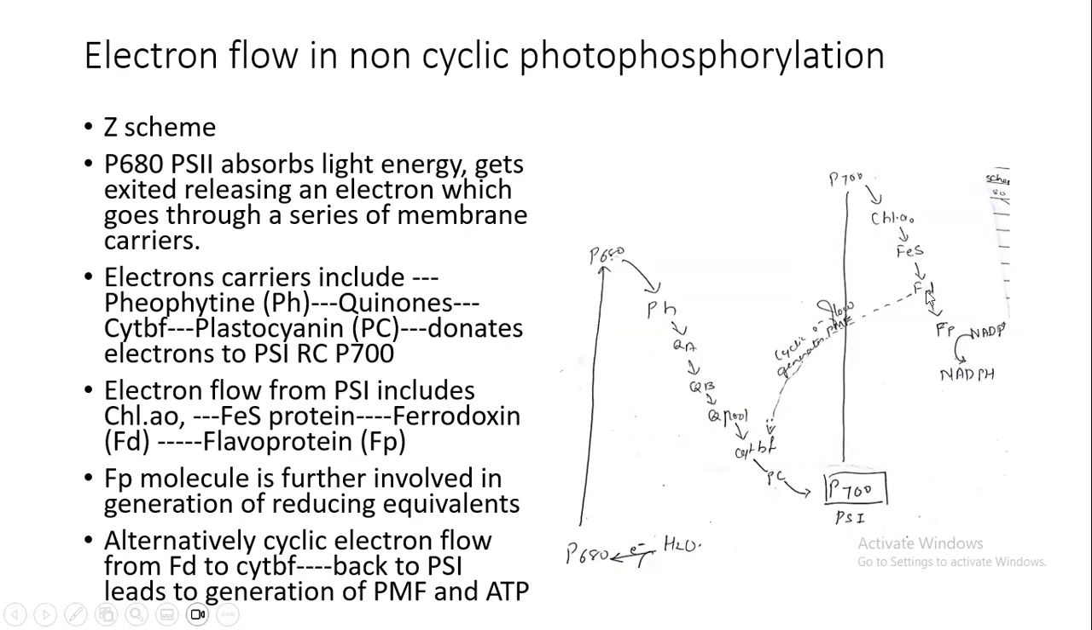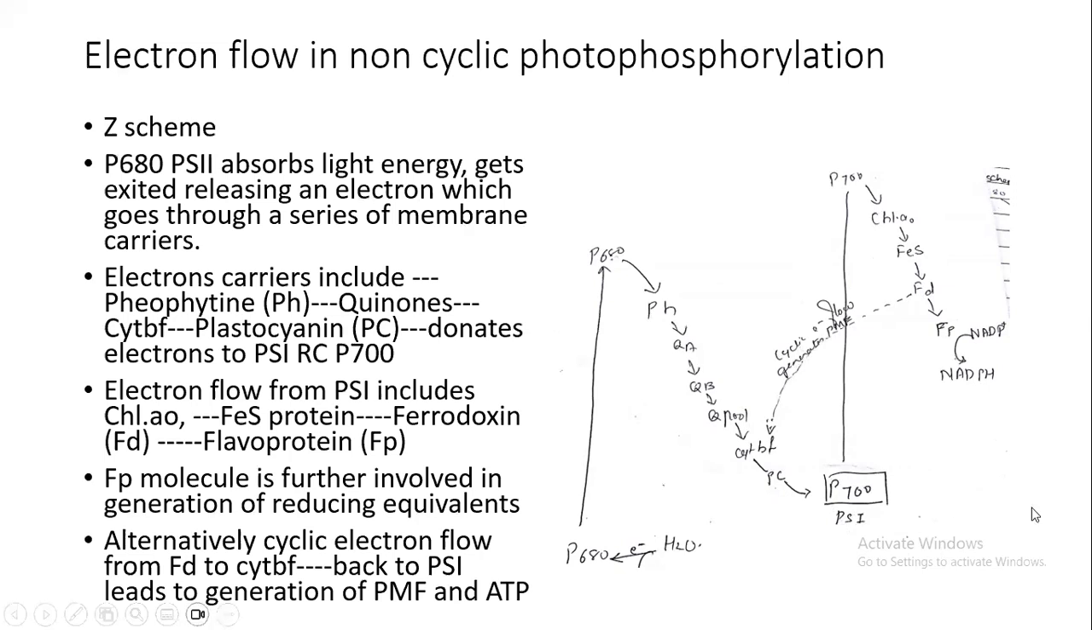Alternatively, the electron can also flow from ferredoxin molecule back to cytochrome Bf complex, again cycling back to plastocyanin and to the reaction center P700. So if you look at this, this is like a cyclic path of electrons if only this cycle is active, or only the photosystem 1 is functioning in the microorganism.